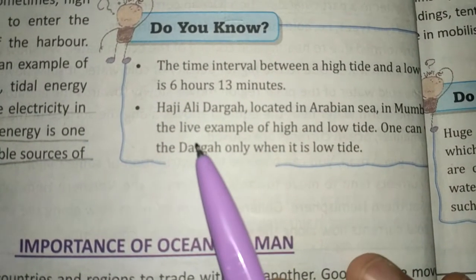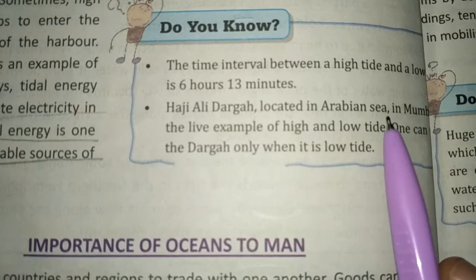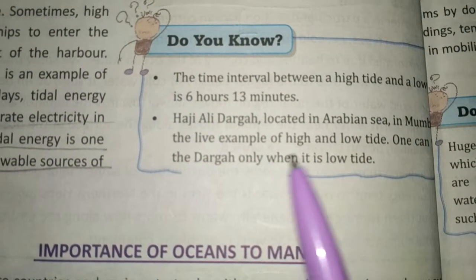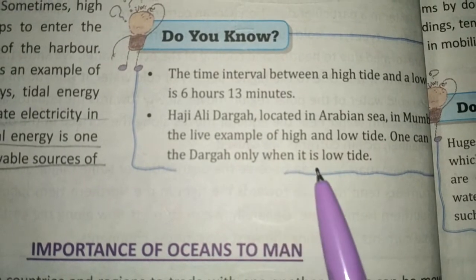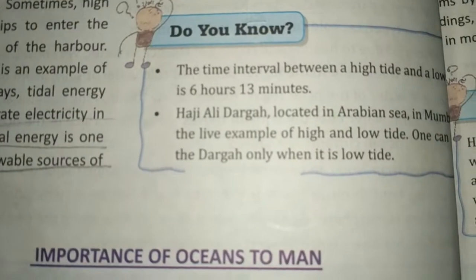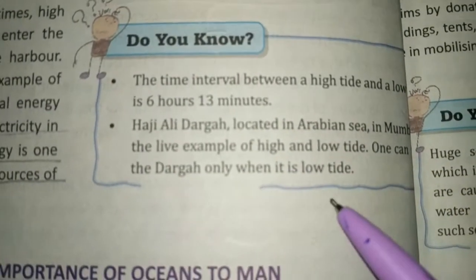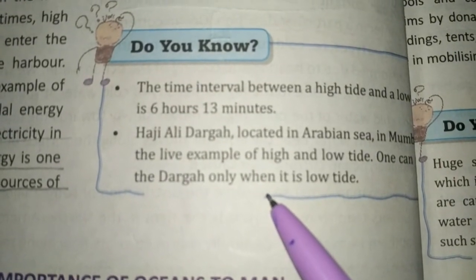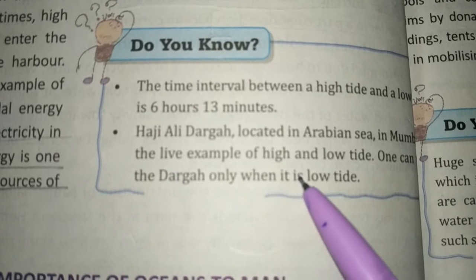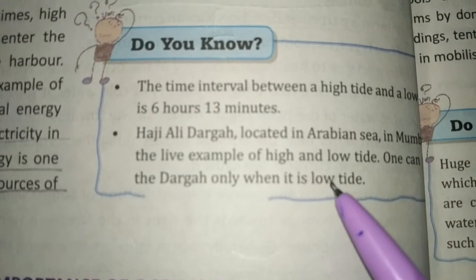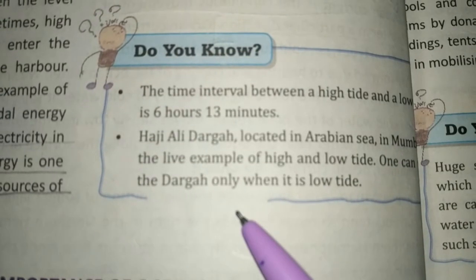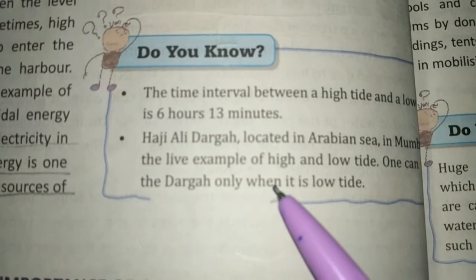Here we have the example of Haji Ali Dargah, located in the Arabian Sea in Mumbai. It is a live example of high and low tide. One can see the Dargah only when it is low tide, because when we have high tide, the water level is quite high and people are not able to enter. That's why only when the low tide is there can one visit the Dargah.